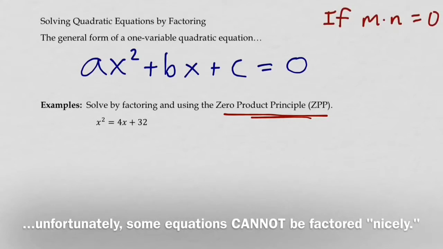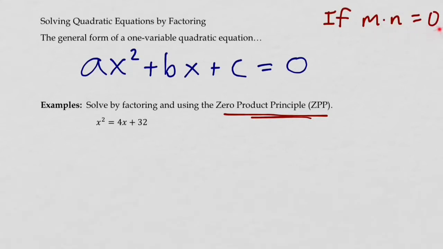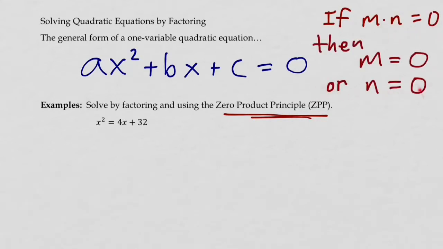The zero product principle says that if we have the product of factors that equals 0, then one of those factors has to equal 0. So if m times n equals 0, either m equals 0 or n equals 0. This allows us, in the situation of quadratic equations, to simplify a factored equation into two simpler equations.